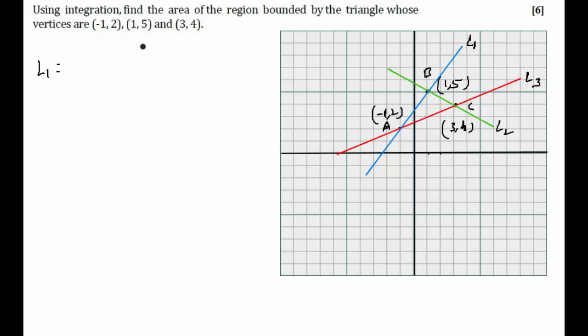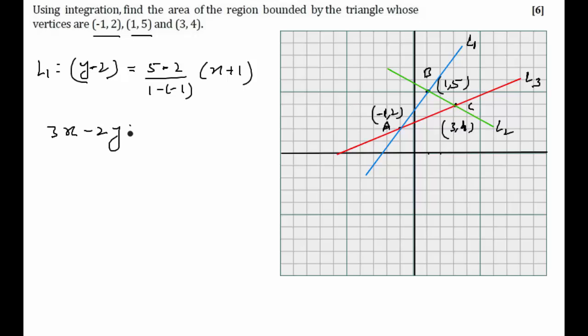Using two-point form, I am writing the equation of AB, which is my line 1. For that I am using (1, 5) and (-1, 2) as my coordinates. So my equation will become y minus 2 is equal to (5 minus 2) upon (1 minus -1) into (x minus -1), which is x plus 1. From here I get the equation of line 1, which is given by 3x minus 2y plus 7 equal to 0.